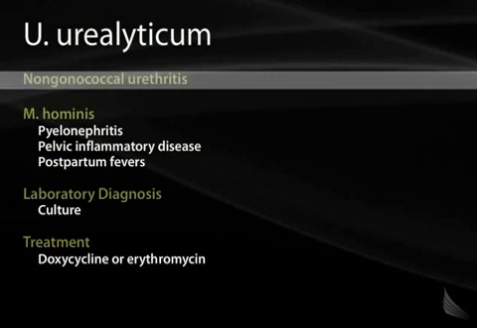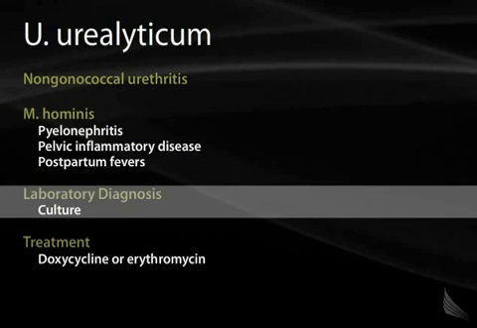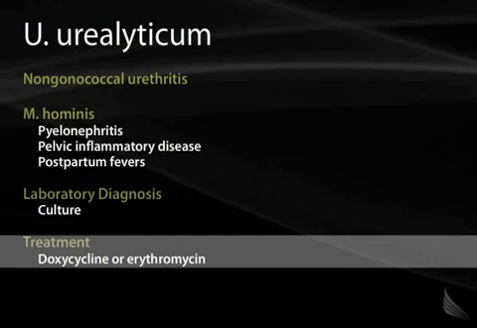Ureaplasma urealyticum is a frequent cause of non-gonococcal urethritis. Urethritis from gonococcus is frequently purulent with associated lymphadenopathy and pain. Non-gonococcal urethritis is less purulent with a kind of a clear discharge that's frequent and less painful. Mycoplasma hominis can cause pyelonephritis, pelvic inflammatory disease, and postpartum fevers. Lab diagnosis includes culture. Treatment is doxy or erythromycin.